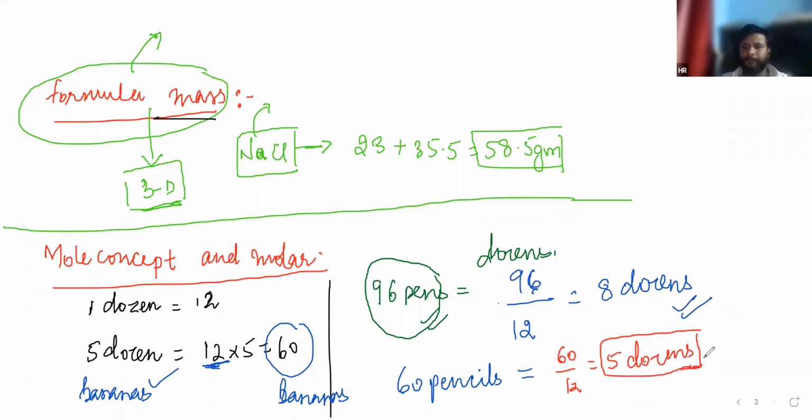Okay. We are dividing by 12 because 1 dozen equals 12. That's why for converting any counting numbers into dozens, we have to divide it by 12. Now focus, just write it and then let me know. I will change the slide and move to the next topic.